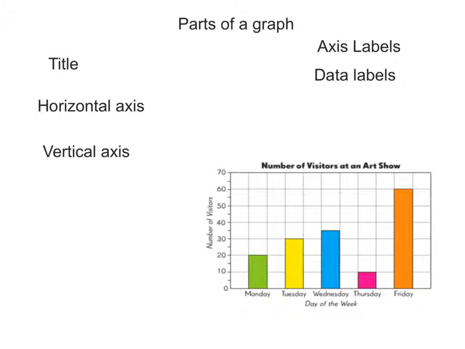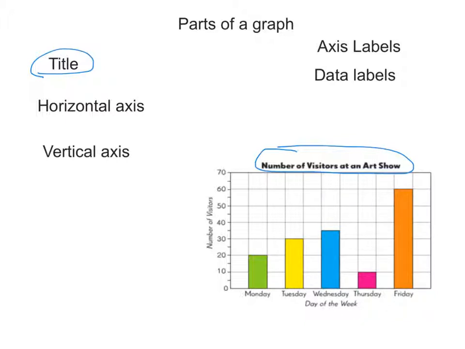Again, we have a title, right? And here's the title of the graph. Number of visitors at an art show. Please explain why it's important to have a title in the graph, and what does this title tell us?